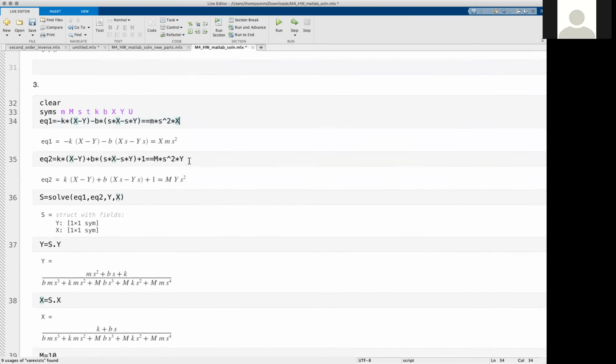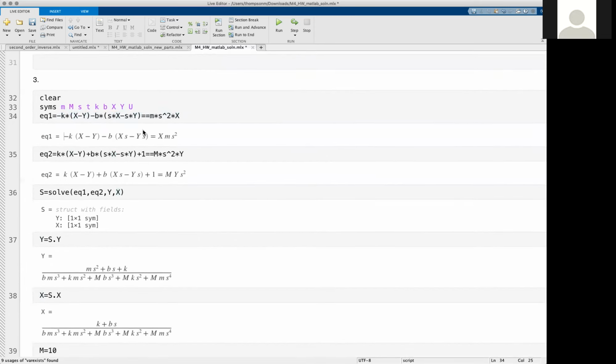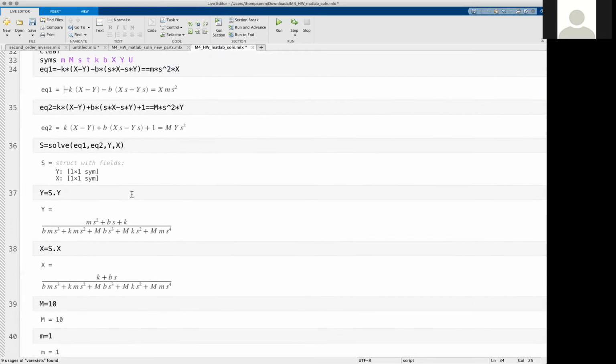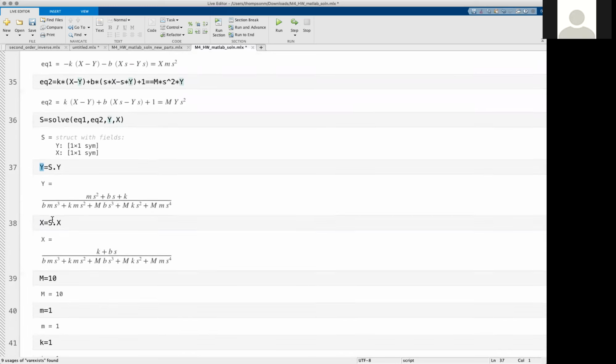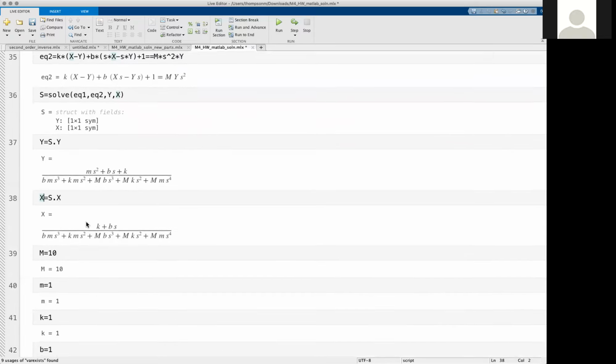So part of the point I wanted to make was you did the free body diagram on this problem, you write the equations, okay? And then you can solve the equations symbolically where you don't have to go through a lot of the algebra. So the way I solve things symbolically is I use the structure form. I say S, this symbolic structure, is the answer to solve, all right? And I've defined the equations here and here, okay? So I solve for the structure, and then if I want to pull out components, y is equal to S dot y, x is equal to S dot x, and so I have the answers that come out here.